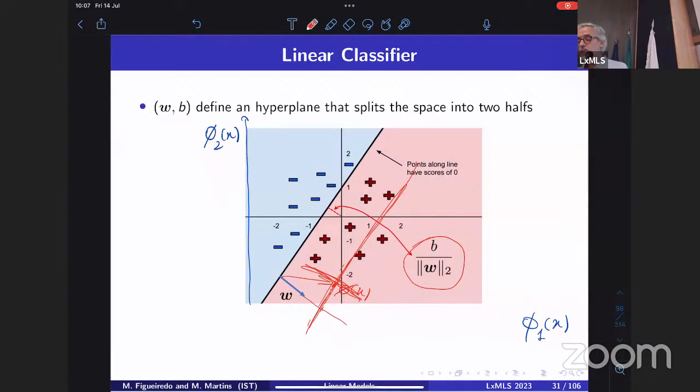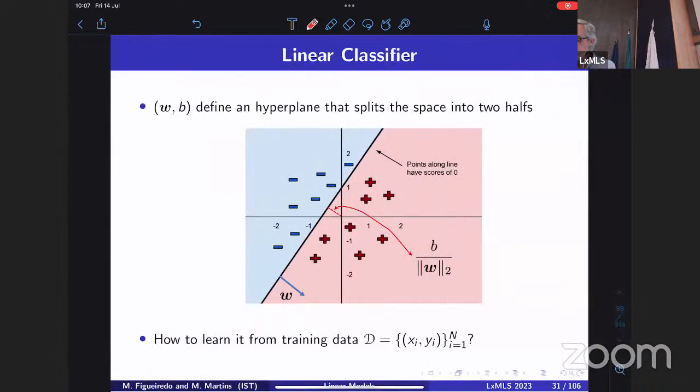Okay, and then B is just an offset. It's just how far the boundary is from the origin. Is it clear? If you understand this picture, you understand linear classifiers. It's basically all in there. You think a little bit about this picture, you easily understand. So the question now is, how do we learn this boundary, meaning W and B, from a collection of data?